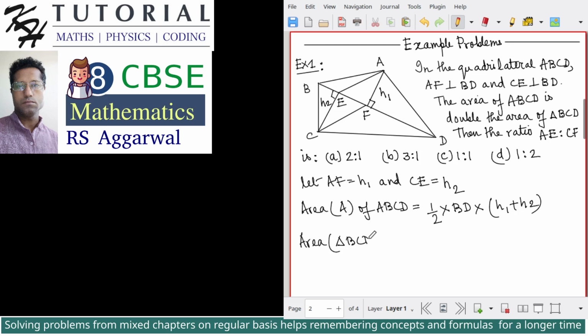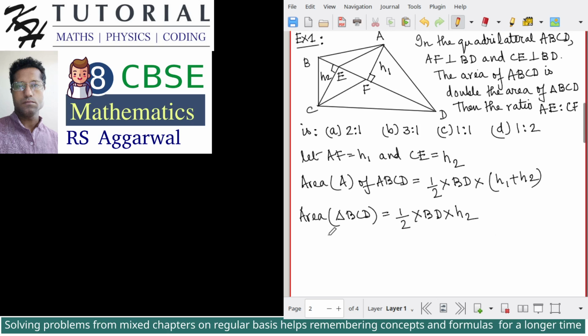BCD. Area of triangle BCD is, considering BD as the base and CE as the height, half BD multiplied by H2. Now it is given that the area of ABCD is double the area of triangle BCD. So let's say the area of triangle BCD be A1. It is given that A is twice A1.